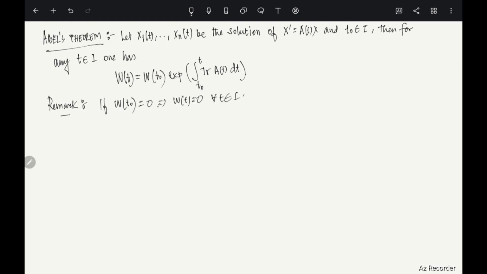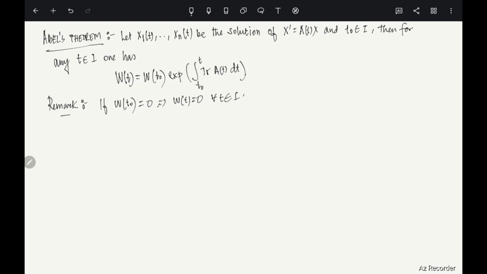So that is why I was saying that if they are linearly dependent, it will be 0 everywhere, and if it is 0 everywhere, then they are linearly dependent. Okay, it doesn't have to be at one point. If it is non-zero at one point, then it will be non-zero everywhere. Okay, right. So how do we prove Abel's theorem?